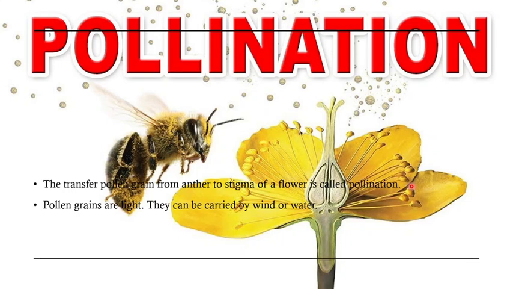The next topic is pollination. What is pollination? The transfer of pollen grains from anther, in Malayalam we say poombadi. I already told you anther is a part of the stamen, the male reproductive part. The transfer of pollen grains from the anther, where the pollen grain is present.